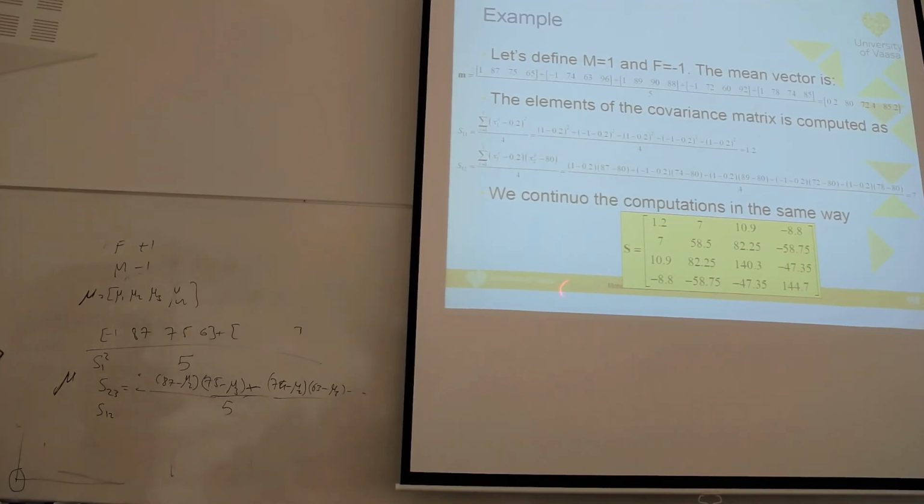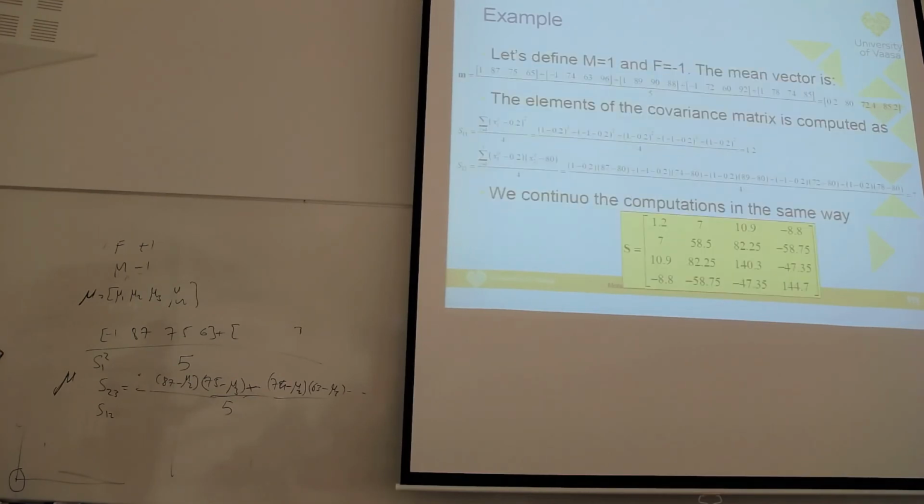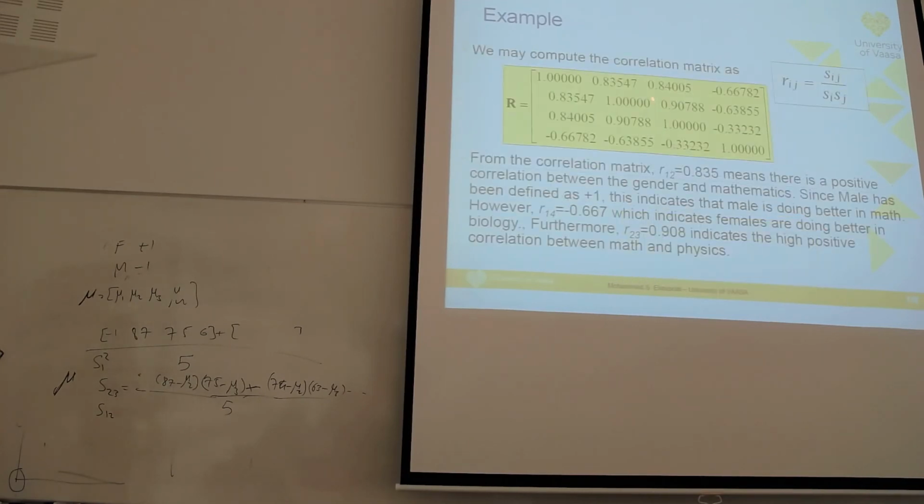Okay, now we have built the covariance matrix, and this is the mean of the elements. We can also compute the correlation matrix, and the correlation matrix gives you the relations between the elements. For example, here it shows R13, where 1 is related to the gender, and 3 is related to the physics. And here it gives, for example, 0.84.